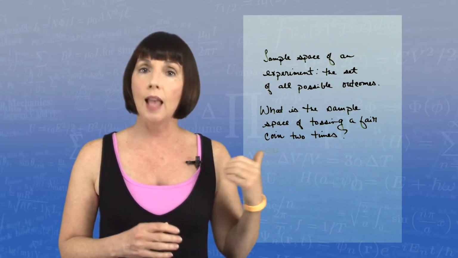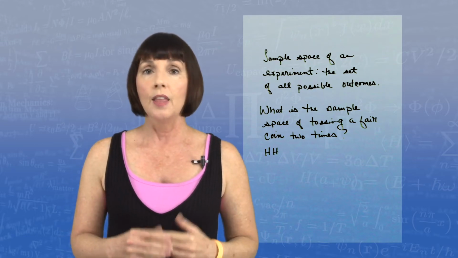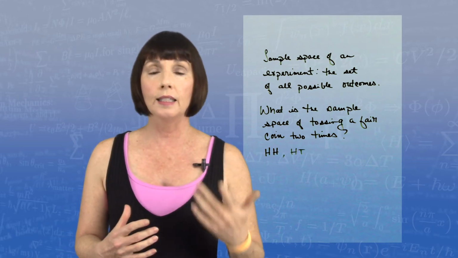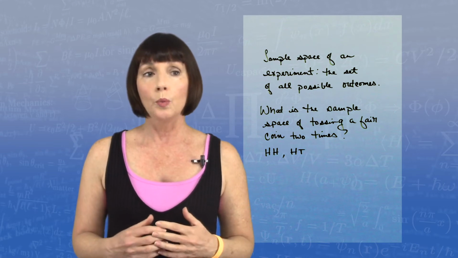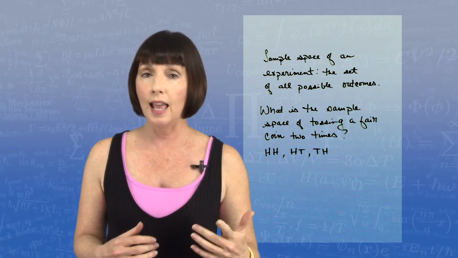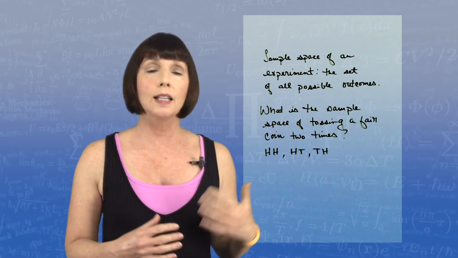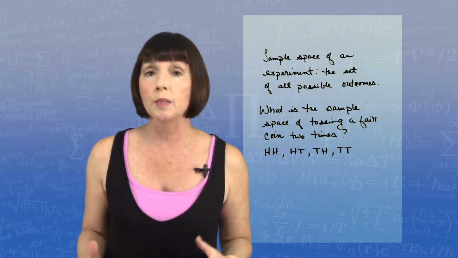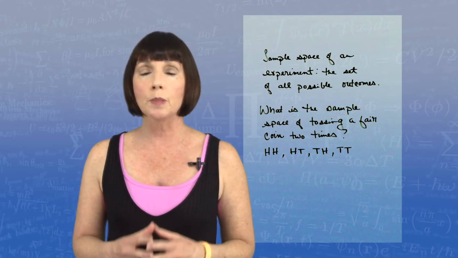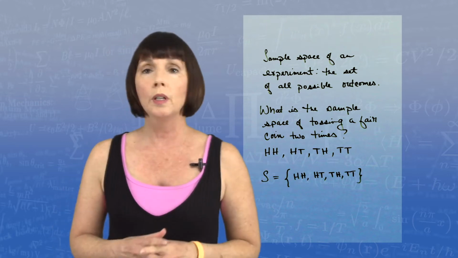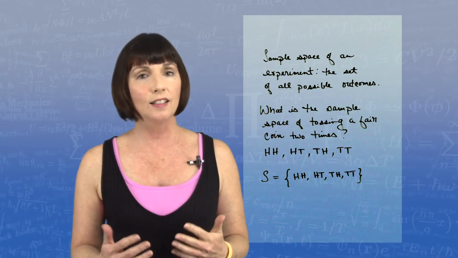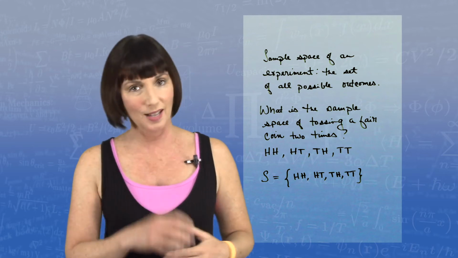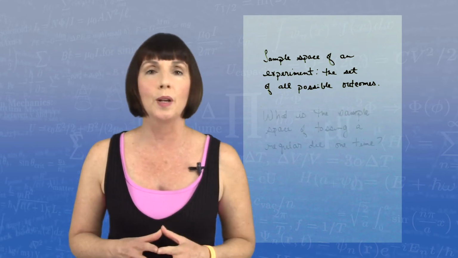Well, we could toss a head and a head. Then we could toss a head and a tail. Or we could toss a tail and then a head. Or we could toss a tail and a tail. That's it. Those are the only possible outcomes. So our sample space S is equal to 2 heads, a head and a tail, a tail and a head, and 2 tails. Okay, let's do another one.